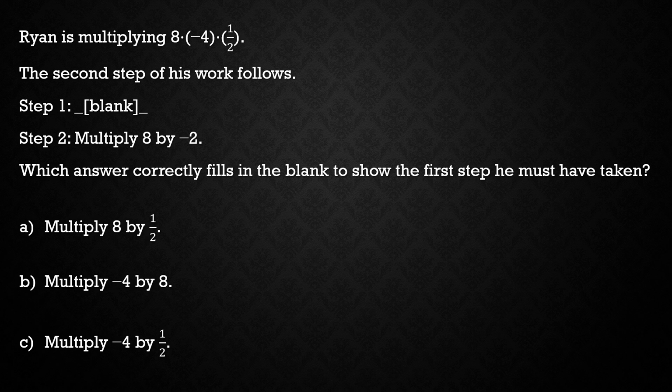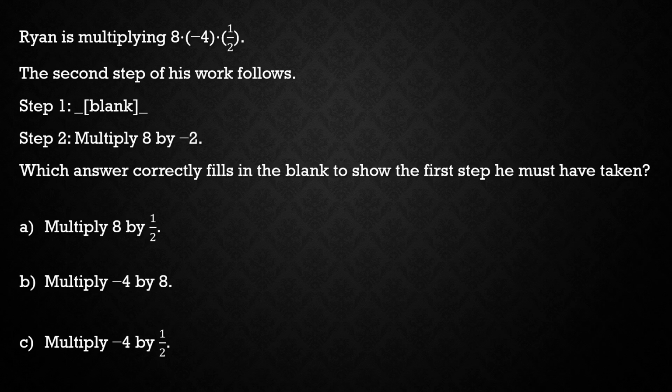Our next question, Ryan is multiplying 8 times -4 times 1/2. The second step of his work follows. So it looks like blank 1 is blank. Step 1 is blank, we don't know yet. And on step 2, he multiplied 8 by -2. We want to know which answer correctly fills in the blank to show the first step he must have taken.